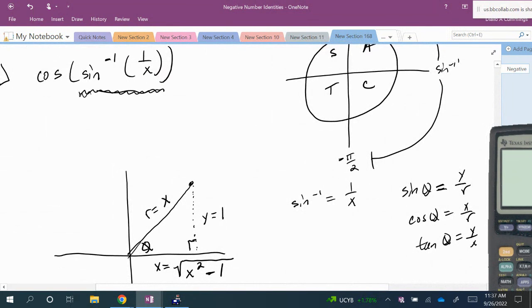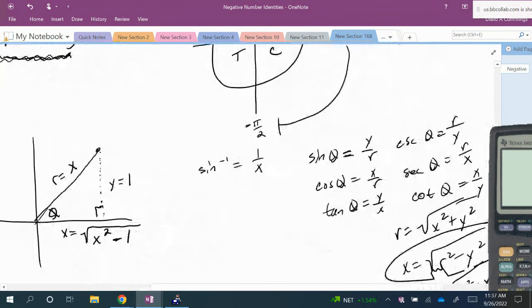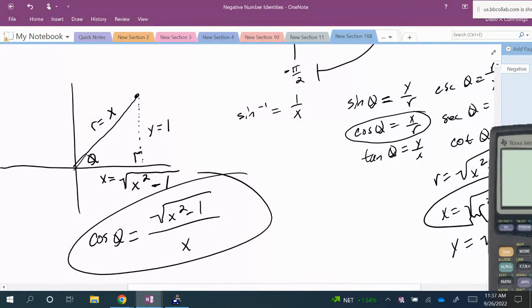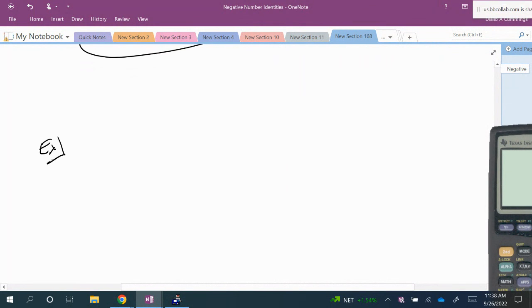So we've simplified the inside. Now we're going to simplify the outermost, the cosine. Remember that the cosine is x over r. So if I wanted to find the cosine of theta, I'm going to take the x value, which is the square root of x squared minus 1, divided by r, which is x.